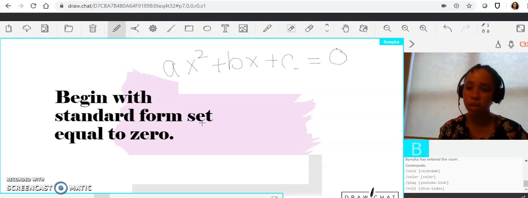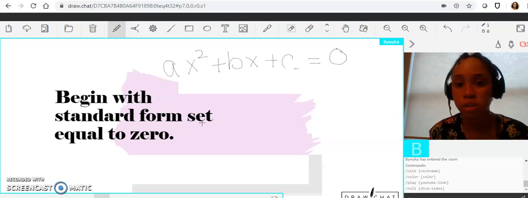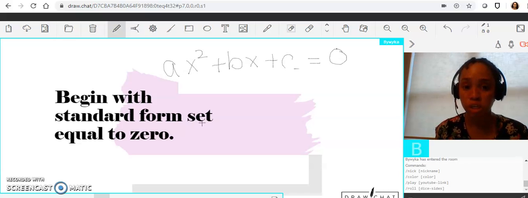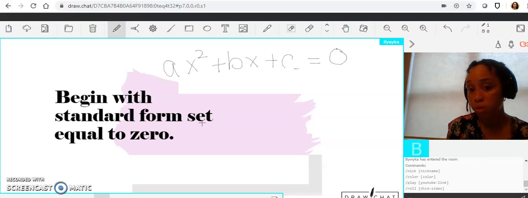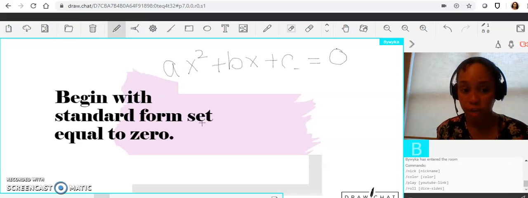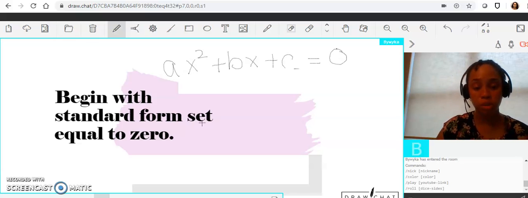So why are we setting it equal to 0? Well, we're setting it equal to 0 because we want to find the solutions. The solutions are the places where this equation crosses our x-axis. So we're looking for the roots or the zeros or the solutions. In order to find the solutions, we have to set it equal to 0 because we want to find out where our y is 0. So when our y is equal to 0, what are our values of x? So that's why it's set equal to 0.